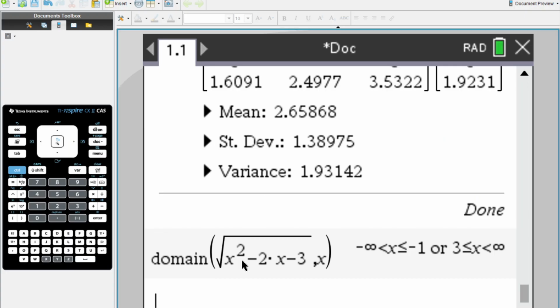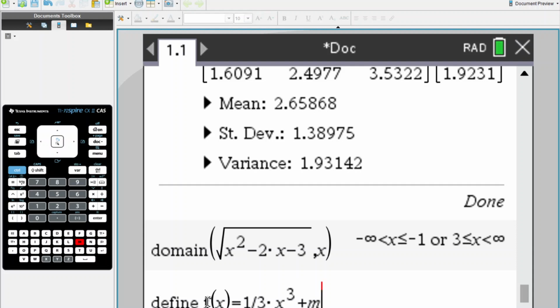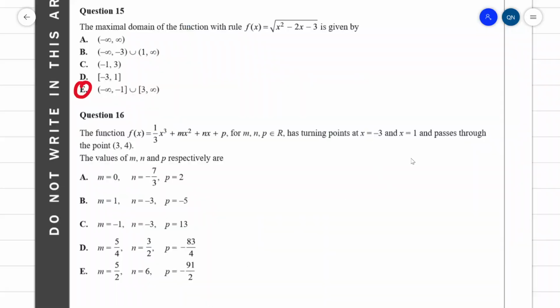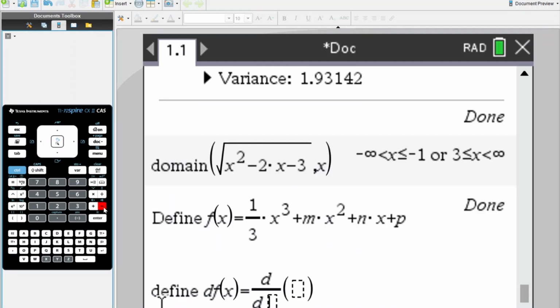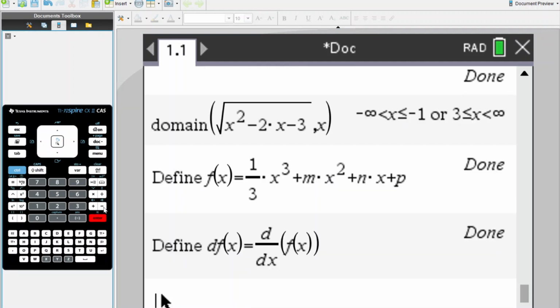First of all, what you can do is define this function f of x equals 1/3 times x cubed, plus m times x squared. Make sure that you have a multiplication between m and x, otherwise the CAS will treat mx as one big variable, which it's not. We also have n times x, then plus p. So this is our function, and because we want something to do with turning points, I'm going to define the derivative as well. So I'm going to define df of x to be equal to the derivative with respect to x of f of x.